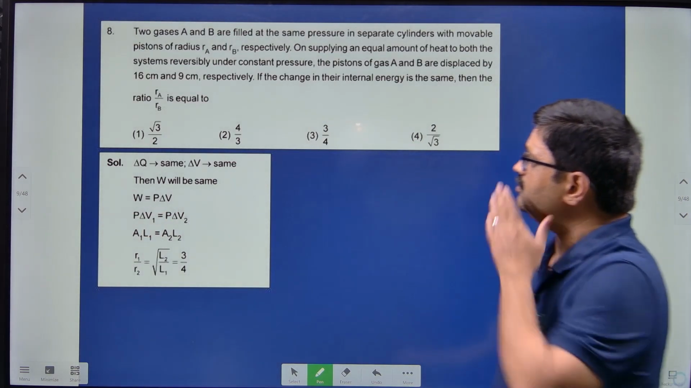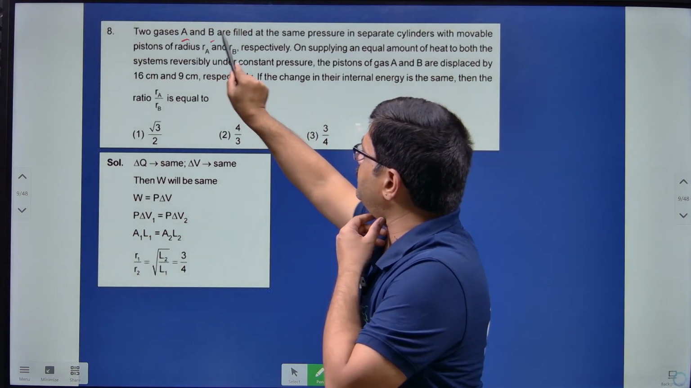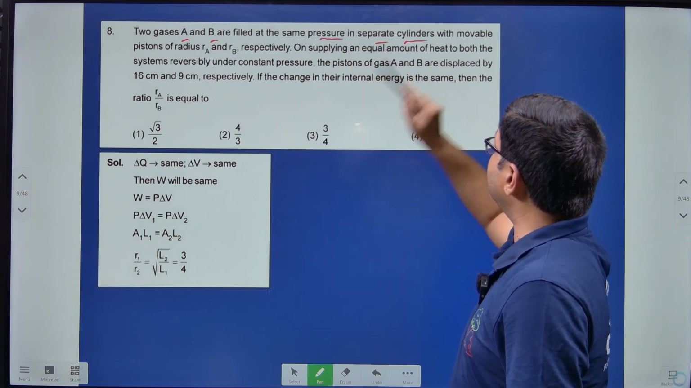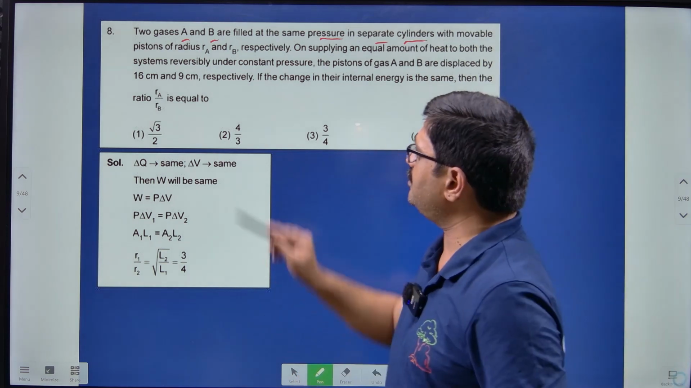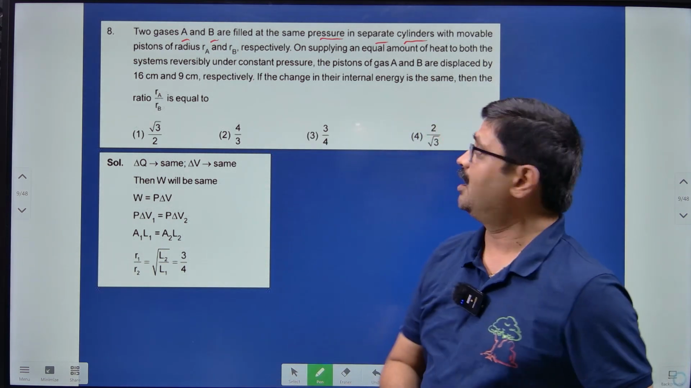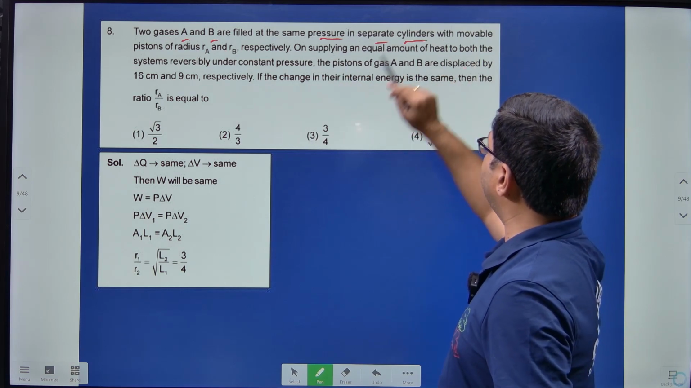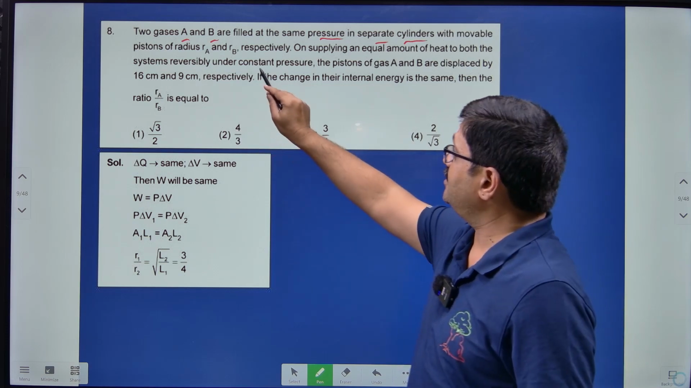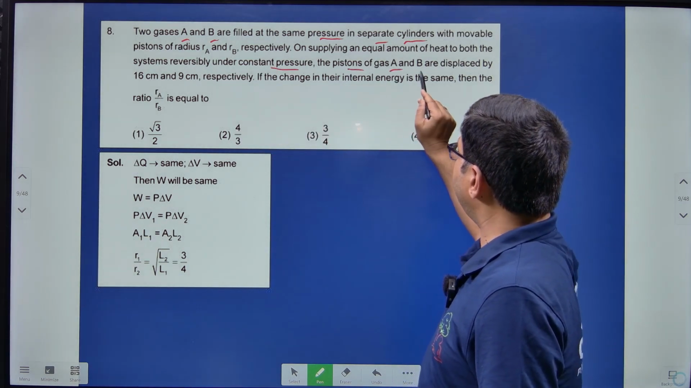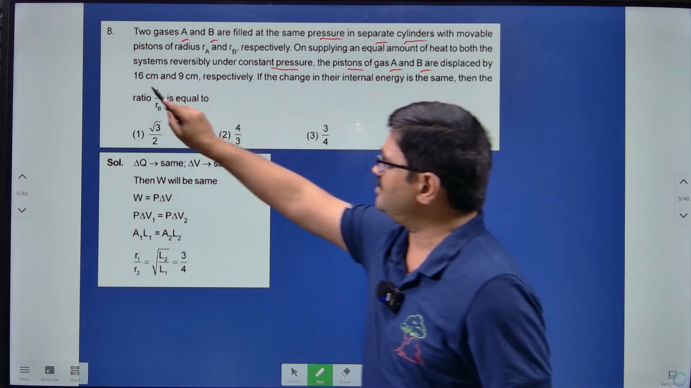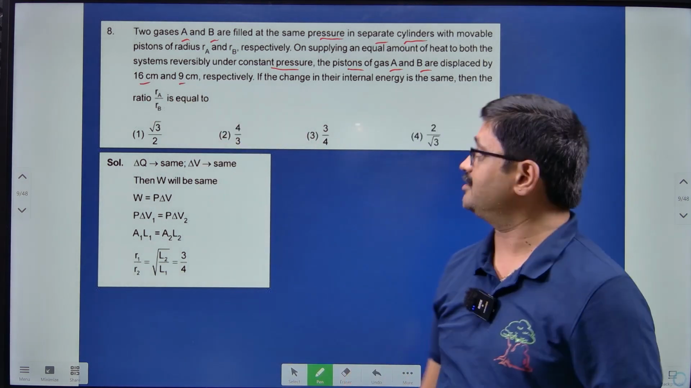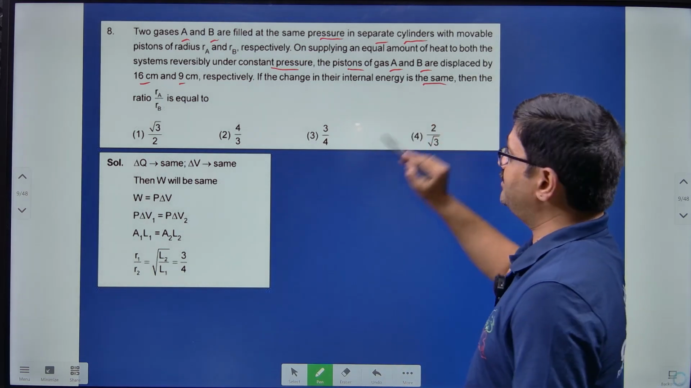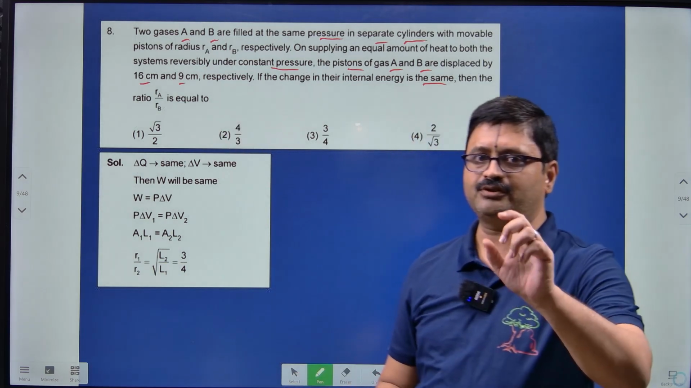Then moving on to the 8th question. Two gases A and B are filled at the same pressure in separate cylinders with movable pistons, having radii RA and RB respectively. On supplying an equal amount of heat to both the systems reversibly under constant pressure, the pistons of gas A and gas B are displaced by 16 centimeter and 9 centimeter respectively. If the change in their internal energy is the same, then what is the ratio RA by RB?